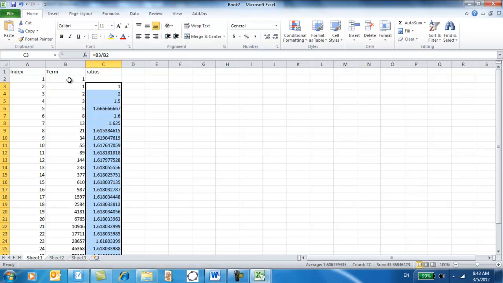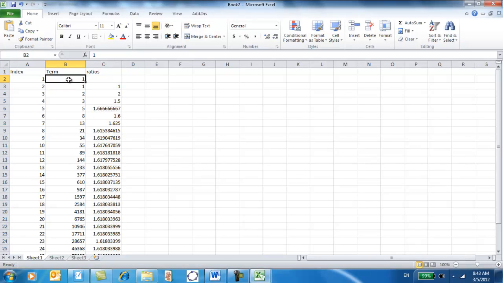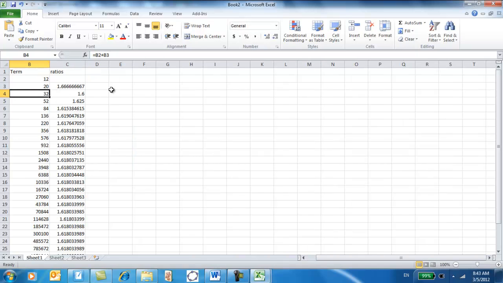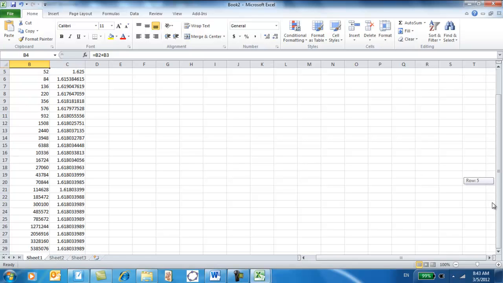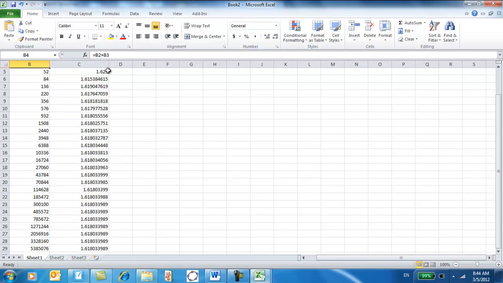And one of the amazing things with this is I could change the first two terms to like 12 and 20. And I'd get a different set of Fibonacci numbers. But notice how this ratio of the terms keeps approaching the same thing, this mysterious number 1.618033989 and so forth. And I hope we can get a few more digits on this.